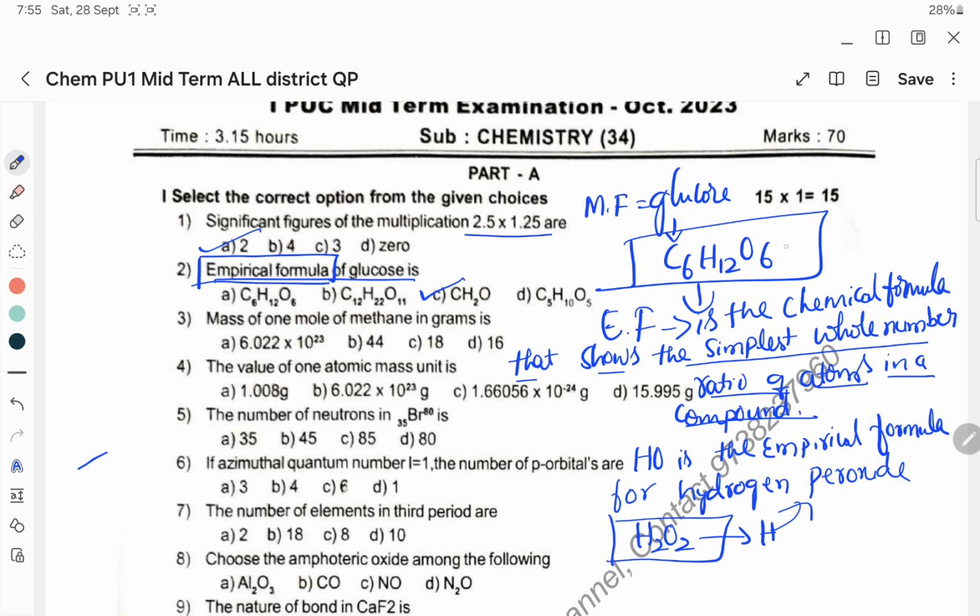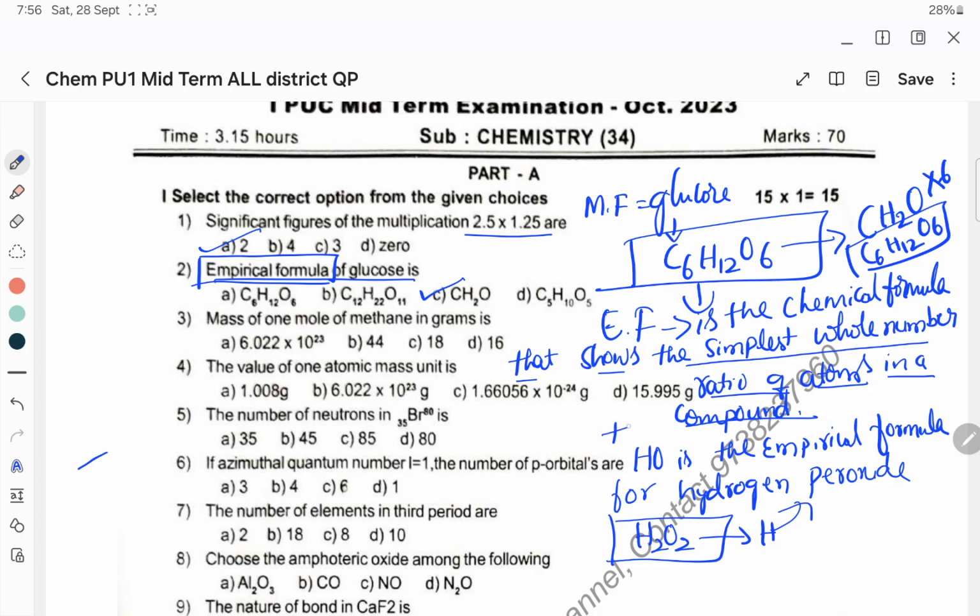See, this is the molecular formula. What is the simplest ratio? CH2O. Okay, if you multiply with 6, you will get C6H12O6, that is 6 into 2 is 12. This is the molecular formula, whereas CH2O is the empirical formula, that is the simple whole number ratio.